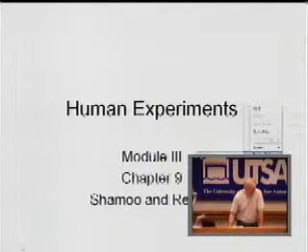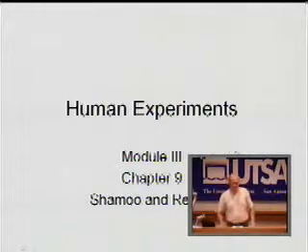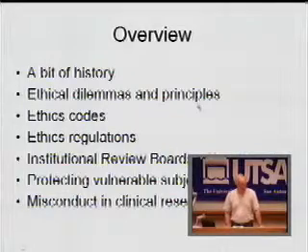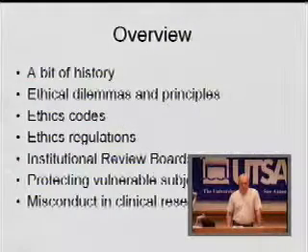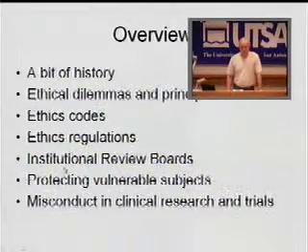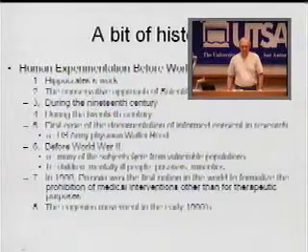I will now set my arrow and review the information provided by the authors in the chapter. So the overview is we'll talk a bit about the history of human research, comment on the ethical dilemmas and principles, going back to our original studies in this course on basic concepts, principles, and theories, ethics codes, ethics regulations, the IRB, and we now have a little bit of an understanding of that, at least the universality of that as a requirement, protecting vulnerable subjects, and then misconduct in clinical research and trials.